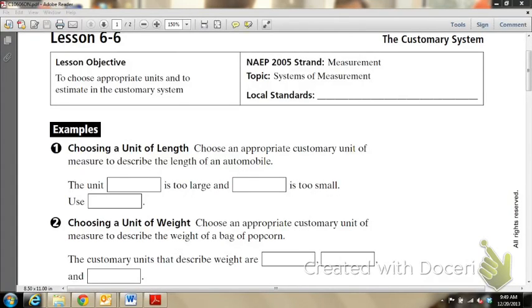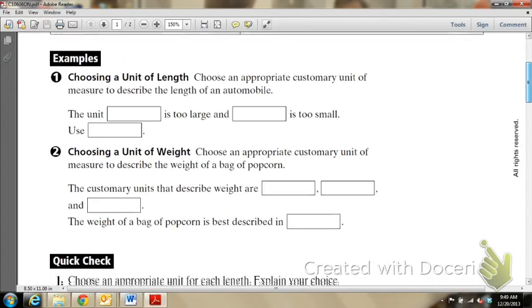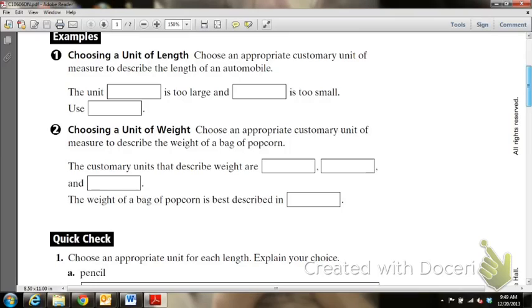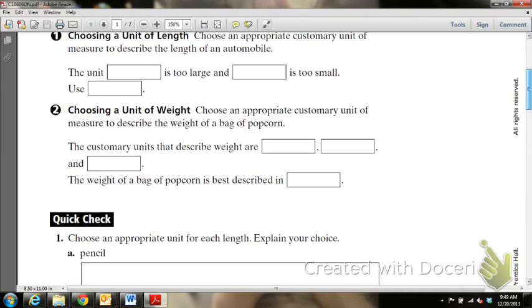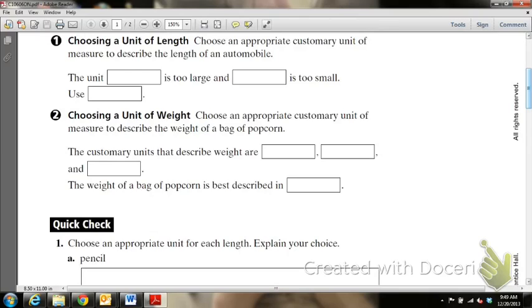In Lesson 6.6, we're going to talk about the customary system. The customary system is just different units that we use to measure things in the United States. I say the United States because the rest of the world pretty much uses the metric system. But we here in America still really like our customary system. So here are some conversion rates that you're going to need to know.